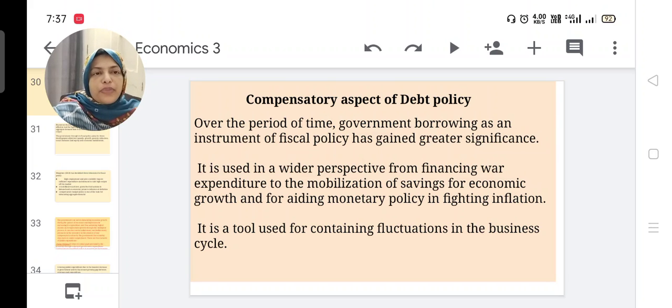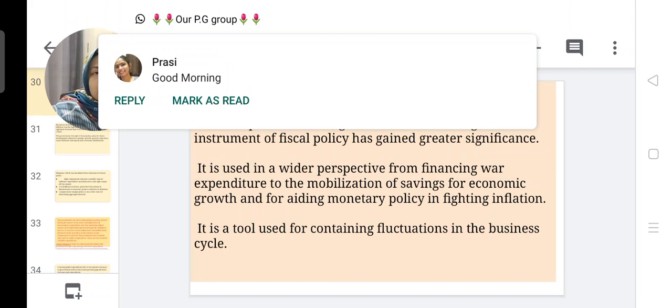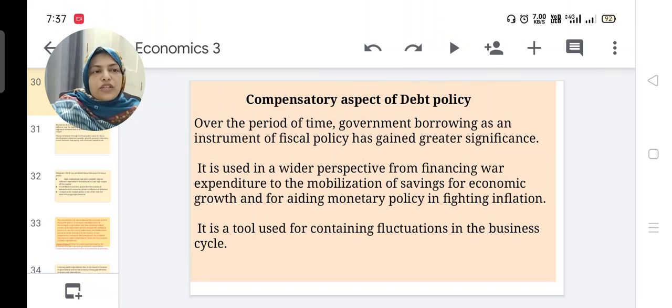Government borrowing is one of the instruments of fiscal policy, taking debt from international and national sources. It is used in a wider perspective, from financing war expenditure to mobilization of savings for economic growth, for aiding monetary policy, and fighting inflation. It is a tool used for containing fluctuations in the business cycle.